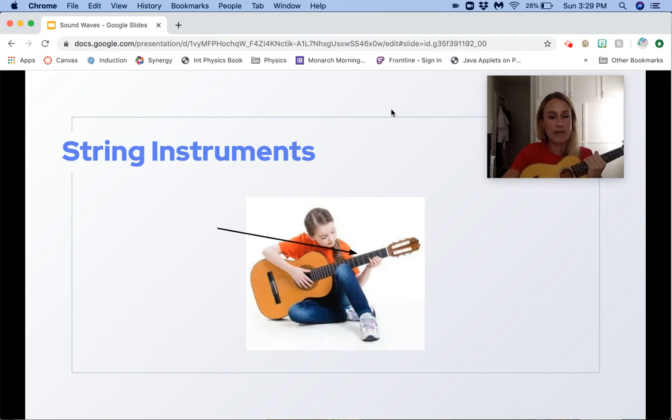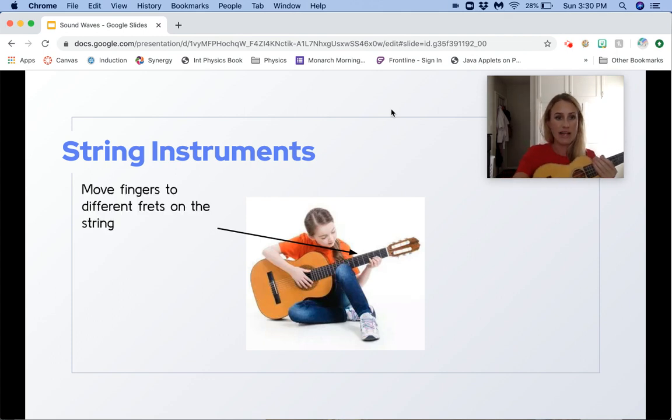So first and foremost, what you can do is you can move your fingers on the frets up here and press down on the strings. Now what that does is it actually changes the length of the string. Okay, so the first thing we can do is move our fingers to different frets on the string. So I'm gonna look at this first, the top string right here. When I pluck it, we hear one sound.